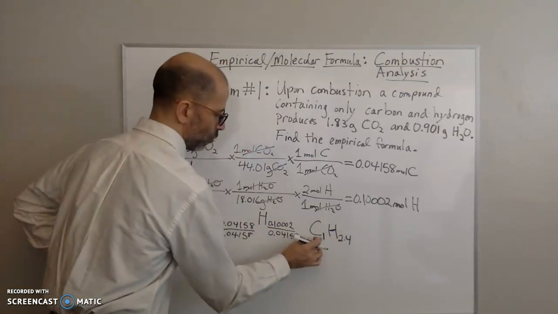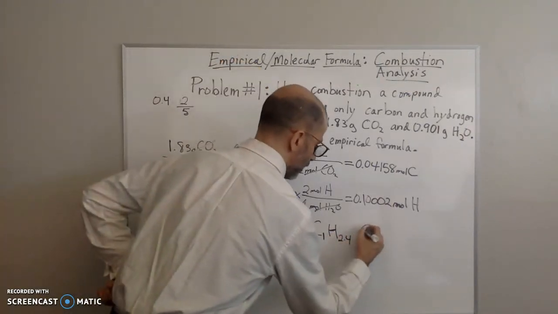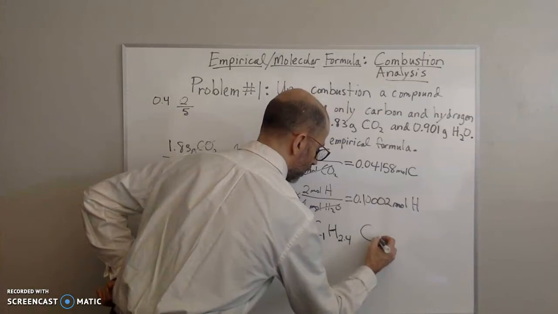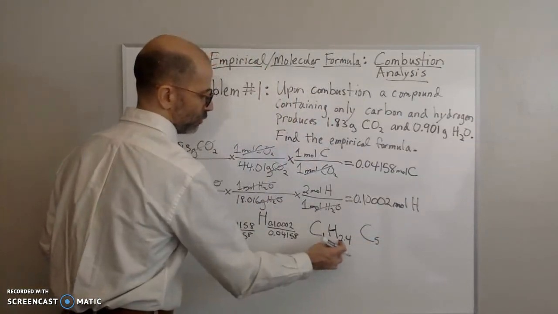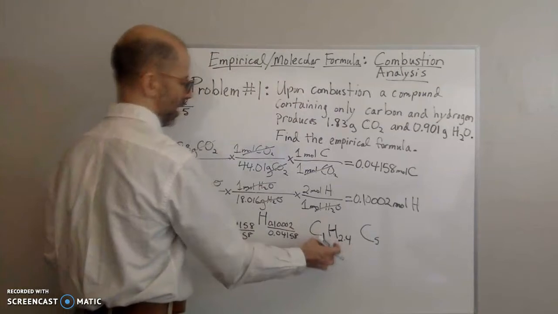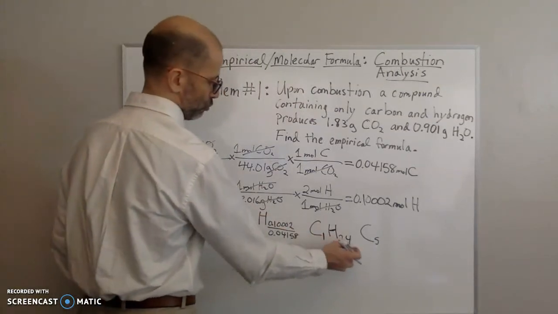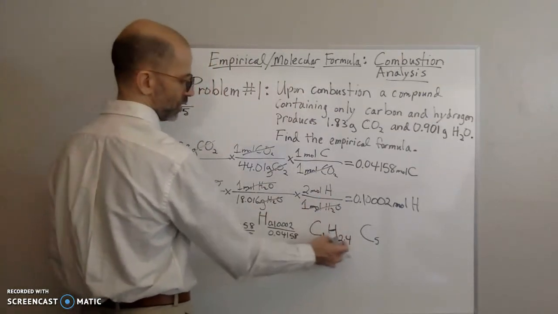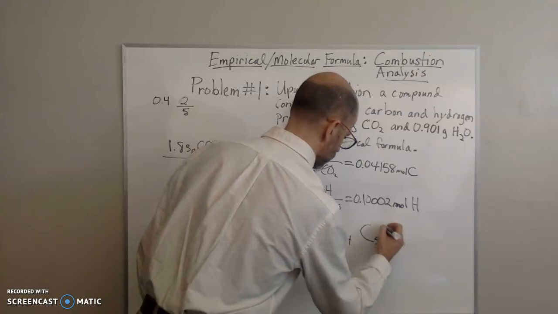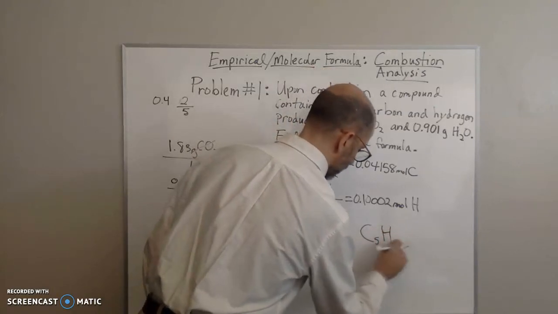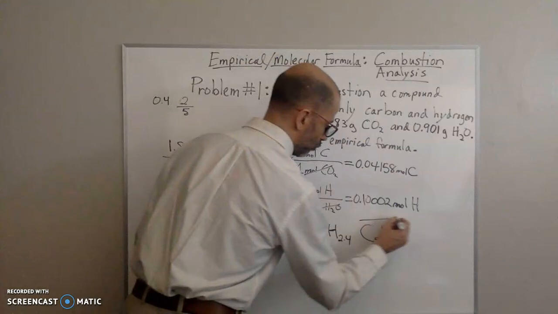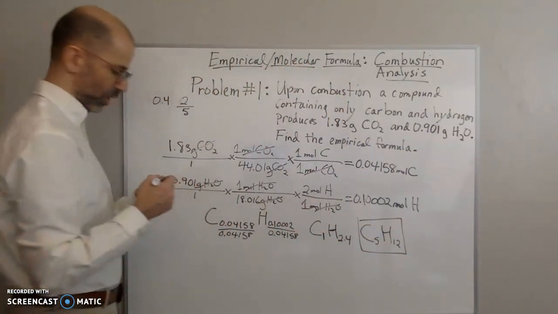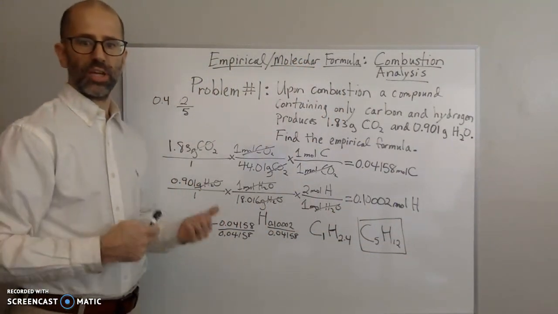So that means that 1 times 5 is going to be 5. So this is going to be your carbon, 5. And then you're going to have 2.4 multiplied by 5. And that's going to give you 2 plus 10, so that's going to be 12. So hydrogen is going to be 12. Then that would be the empirical formula for this substance here.